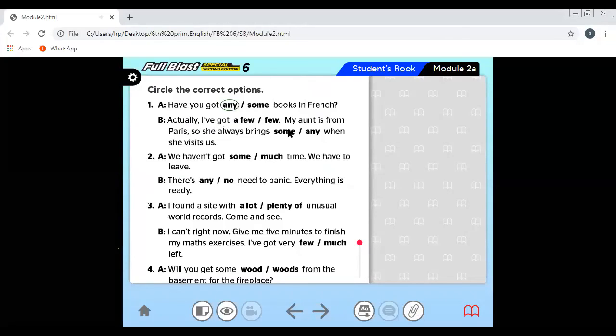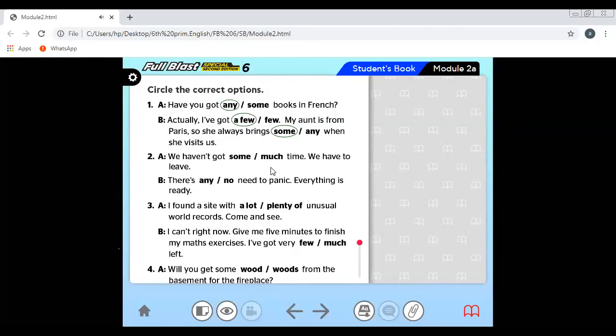Actually, I have got a few. My aunt is from France, so she always brings some. So the right answer, remember yesterday we said a few has a positive meaning. It means enough, but few is not enough. So what will your answer be? It will be a few. I have got a few. My aunt is from Paris, so she always brings some.